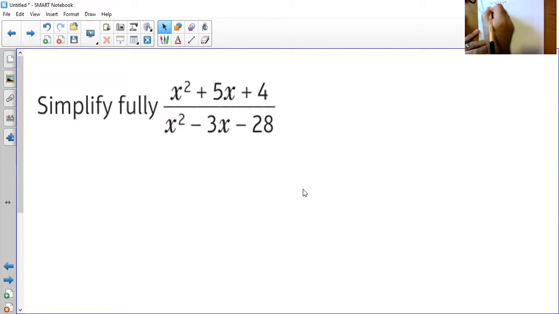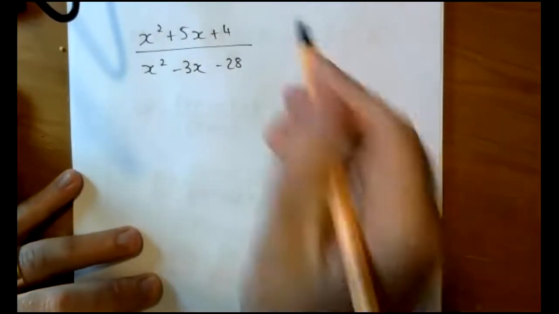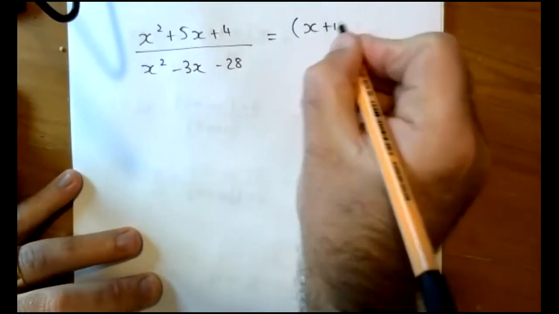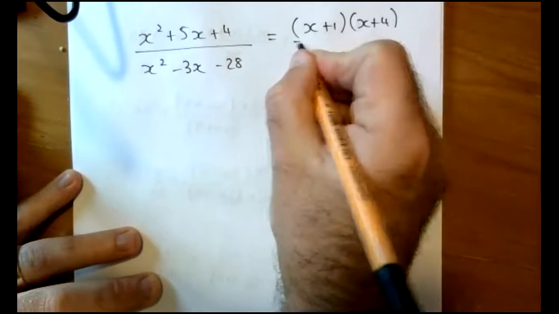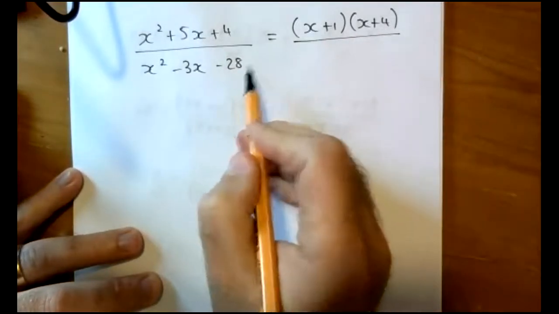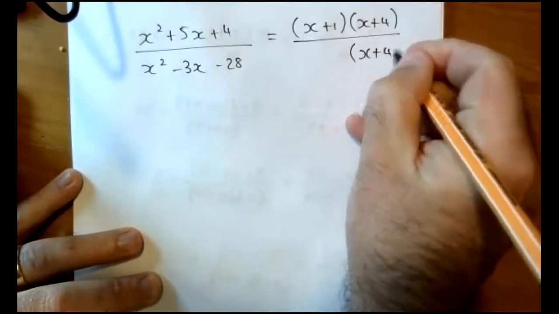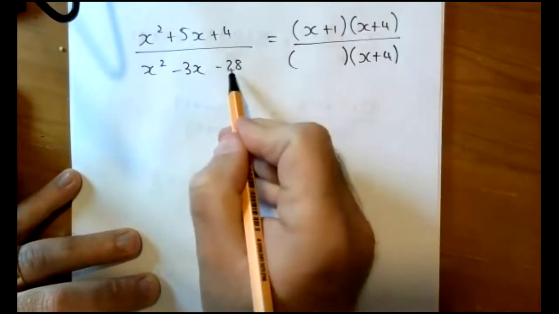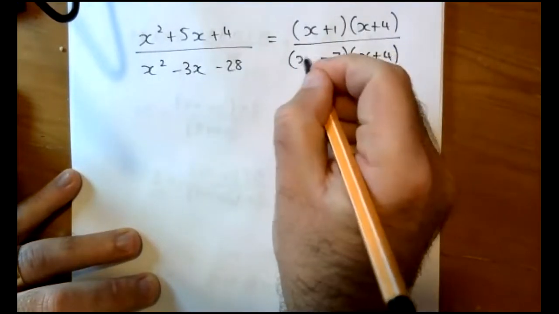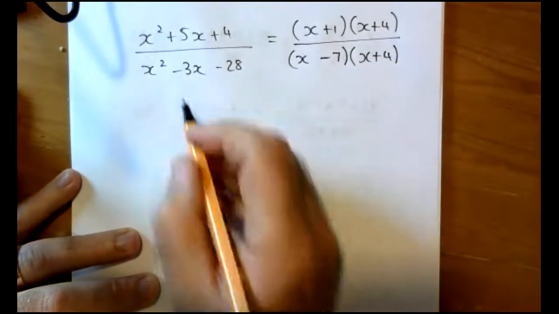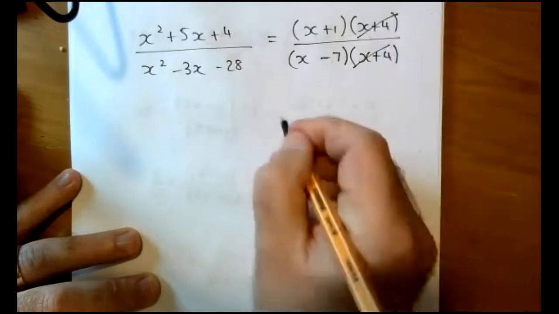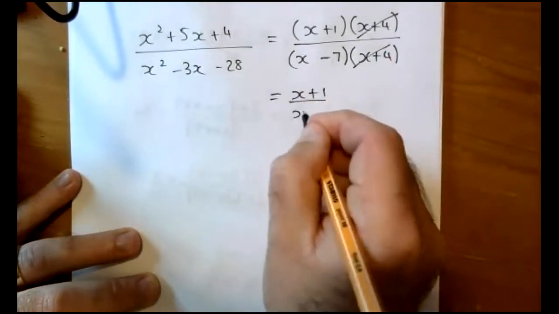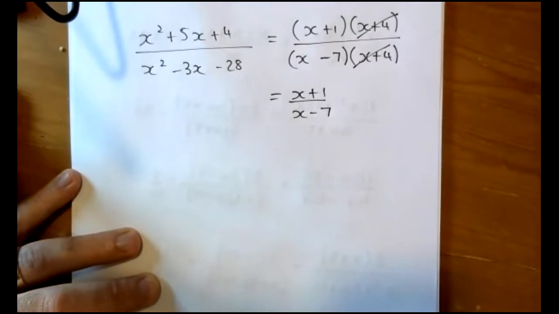Are we ready to go through the answer? So we've noticed the numerator will be x plus 1, x plus 4. Now I've noticed that 4 goes into 28, so I'm thinking x plus 4 is a factor of the denominator. What would I have to multiply 4 by to get to minus 28? Minus 7. Minus 7 plus the 4 gives me my minus 3. So I can cancel the x plus 4 brackets to leave me with x plus 1 over x minus 7. So that is complete.